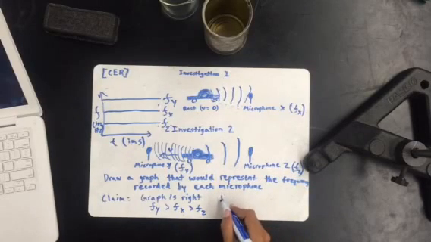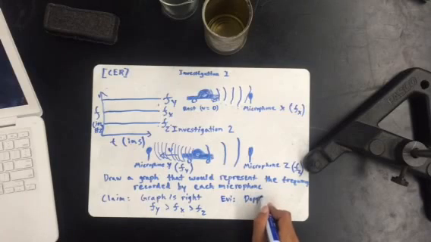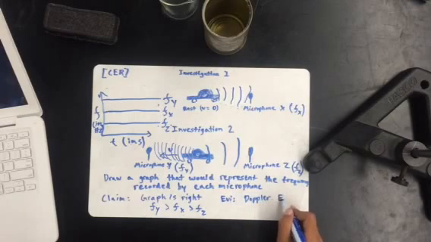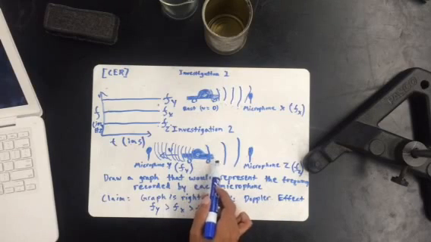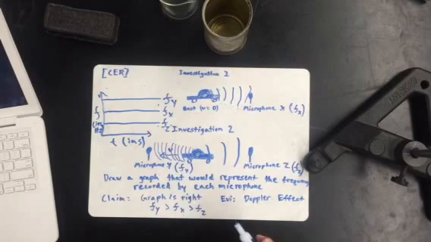And so our evidence is just going to be the Doppler effect. So if you were to explain this in a problem, you would just explain what the Doppler effect is and how it applies to this situation. So in this case, the car is moving away from this microphone and towards this one, so the waves will be stretched a certain way, as we talked about. And so that will be our evidence.